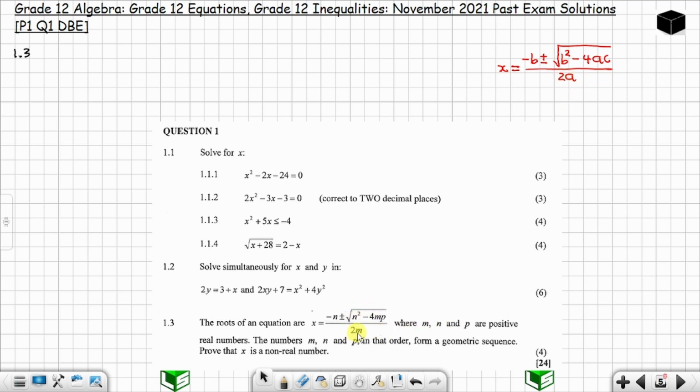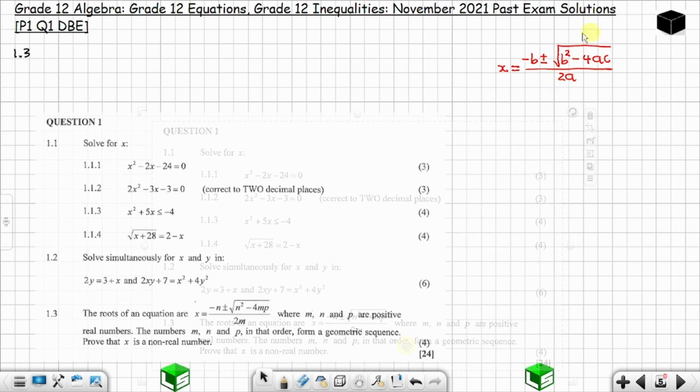Can you see you have 2m? So your a is equal to m. You can see you have your a there, 4a. You have 4m. So your m is equal to a. And you have p, which is your c. You can see this is actually in the form of a quadratic formula.